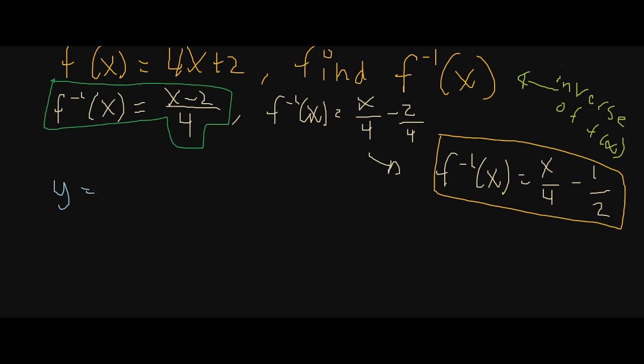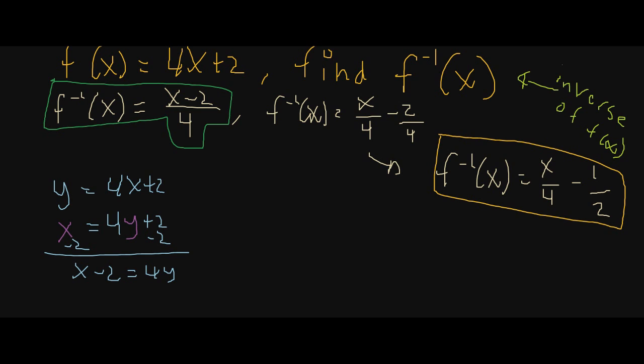Step number 1 is we switch the x and the y values. So we have x is equal to 4 times y plus 2. Just like before with the table and even with the graph, we switch the x and the y values. So all we do now is switch the x and the y in the equation. Now we just subtract 2 from both sides. We get x minus 2 is equal to 4y, and now we divide by 4.